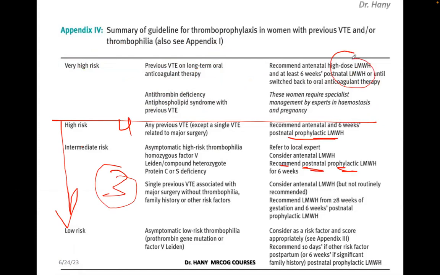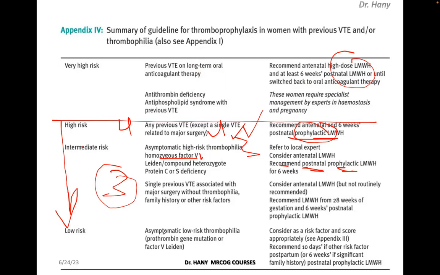He didn't say high dose. This is the chart. The first one is score 4. Recommend antenatal and 6 weeks postnatal, prophylactic, half the woman's weight. Asymptomatic high risk thrombophilia, score 3. Heterozygous factor V, score 1. Or any compound heterozygosity, this will be considered as a risk factor.